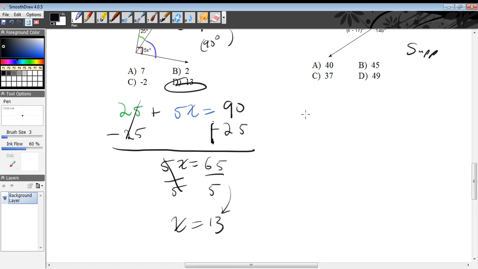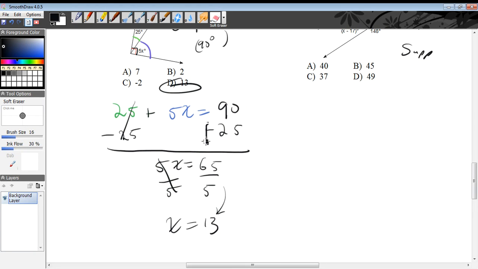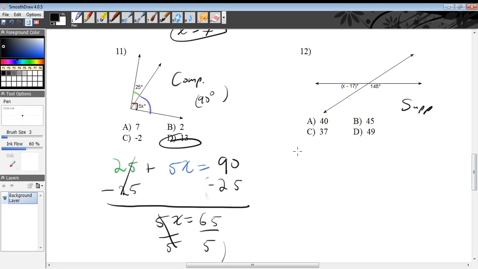Okay. Next problem. I'll erase this a little bit. Okay, last problem. So we have x minus 17, which is this angle here, plus 148, which is this angle here, should be equal to 180 degrees because it's a straight line.